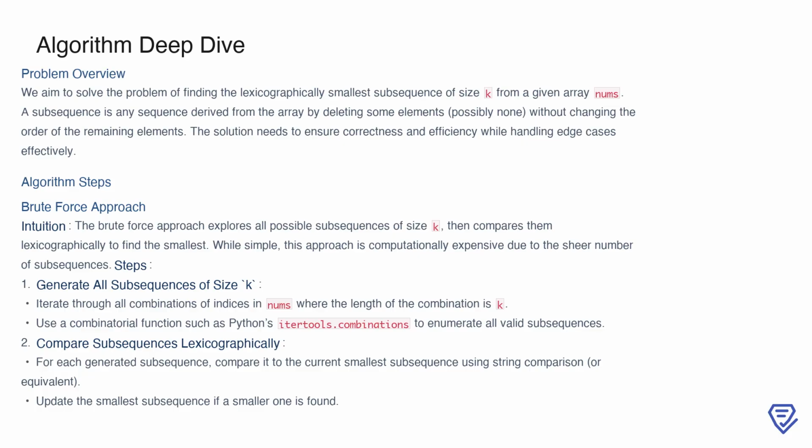Now, let's start by exploring a brute force approach. The intuition behind this approach is straightforward. We generate every possible subsequence of size k and compare them lexicographically to find the smallest one. The steps are as follows.